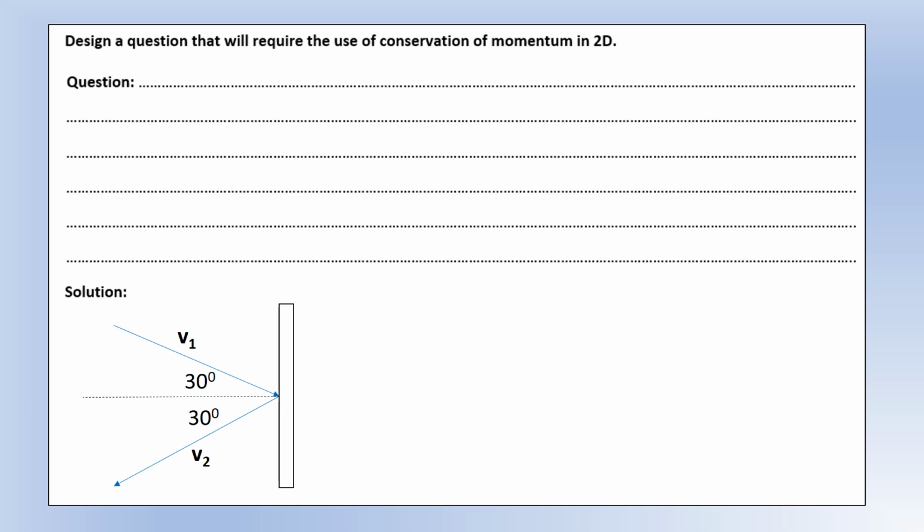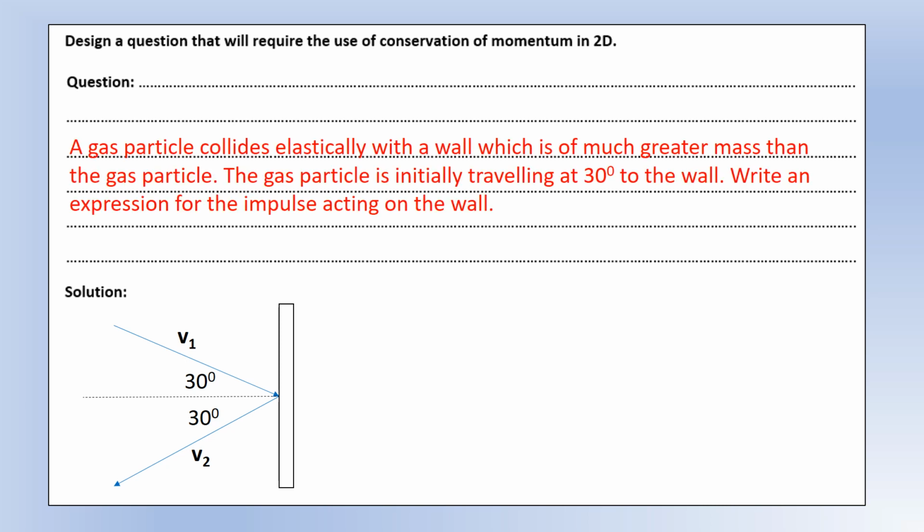Okay, so a question for two-dimensional conservation of momentum. We've got a gas particle colliding with a wall again, but this time it's at 30 degrees to the wall as shown in the diagram, like you can see. So we can apply conservation of momentum in one direction. There's no force acting vertically, so we can apply conservation of momentum to that direction. And what we get is that the impulse in that direction must be 0.